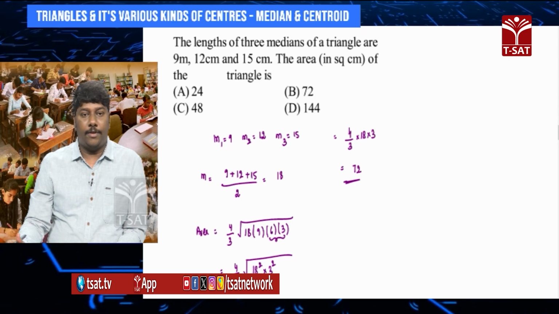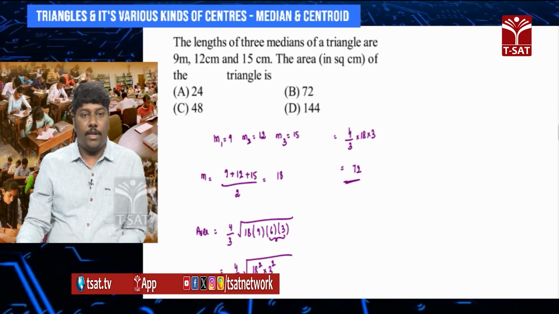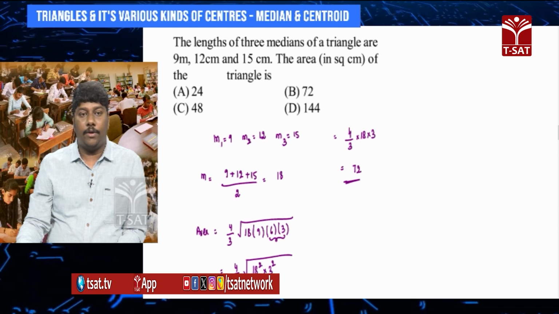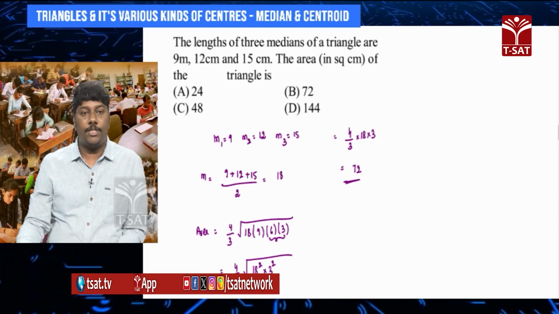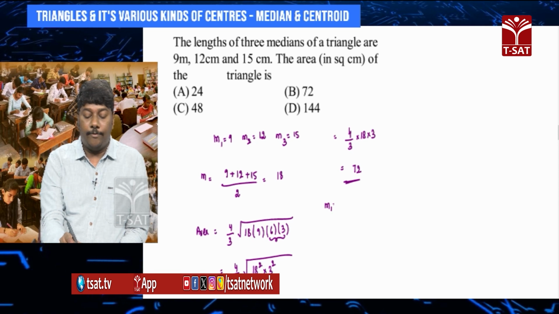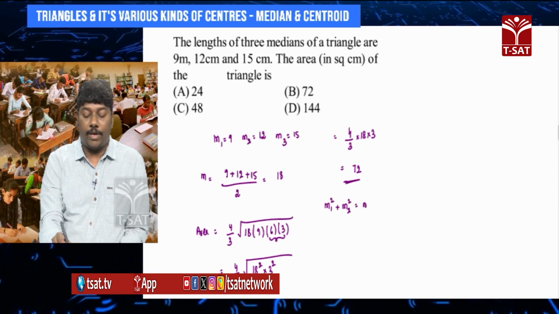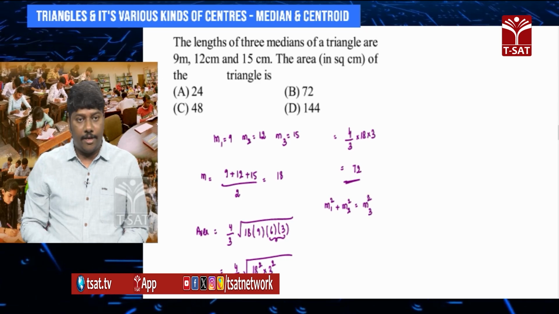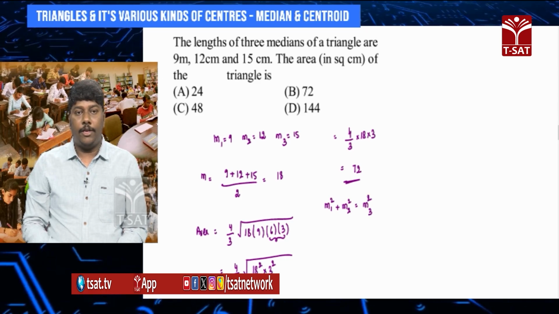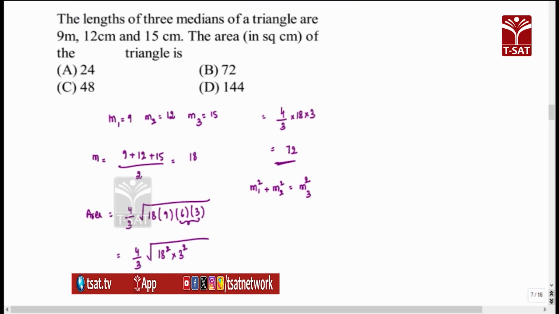So here we can apply the formula and do it. The other way around is 9, 12 and 15 are actually a triplet. So whenever you see three medians where m1 square plus m2 square is equal to m3 square in such a manner, it's actually a multiple of 3, 4, 5. 9, 12, 15 is a multiple of 3, 4, 5. Therefore, it is actually a triplet, because 3 into 3 is 9, 4 into 3 is 12, 5 into 3 is 15.